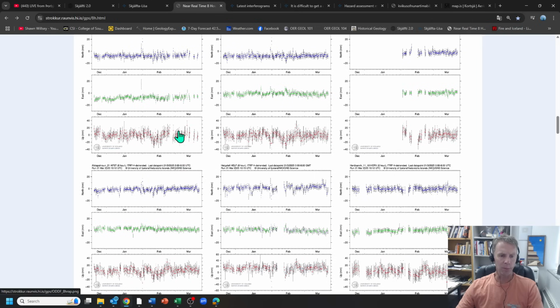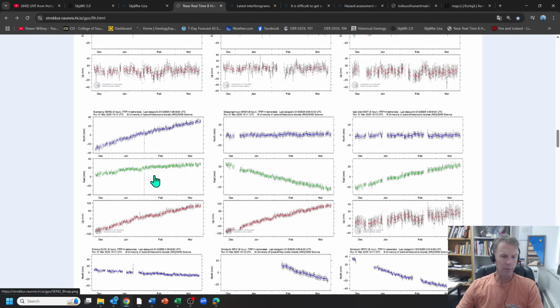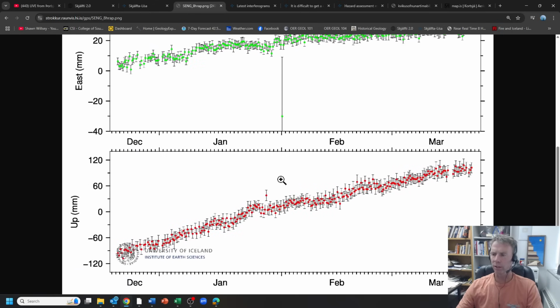Looking at the GPS data, not a whole lot new to report here. Here's our Svartsengi GPS station. So we've been steadily accumulating magma in the subsurface for the past three to four months or so. And the GPS sensors on the surface have recorded steady, but somewhat incremental over short periods of time, but over the long term, fairly steady uplift as the ground is swelling and inflating in response to that magma being injected into the subsurface.